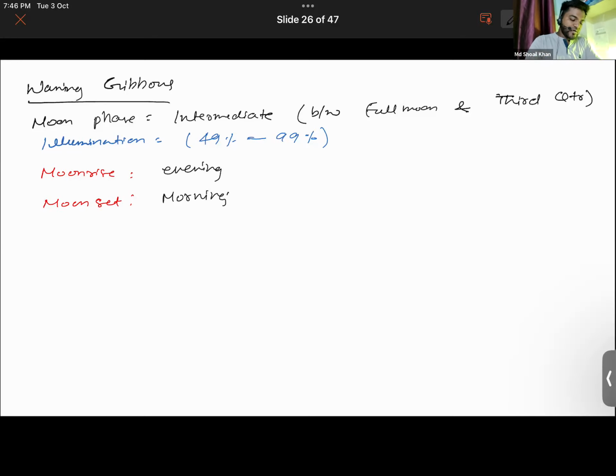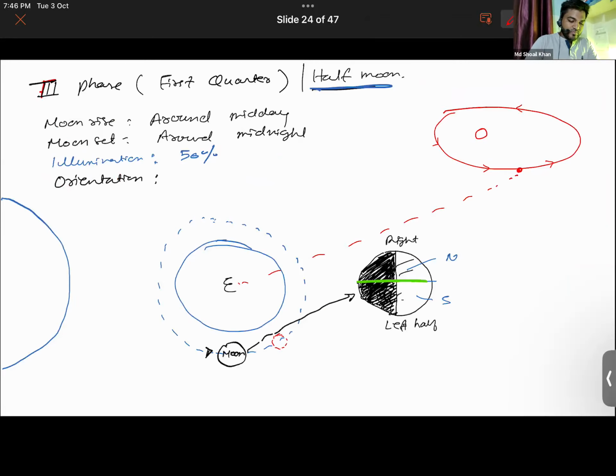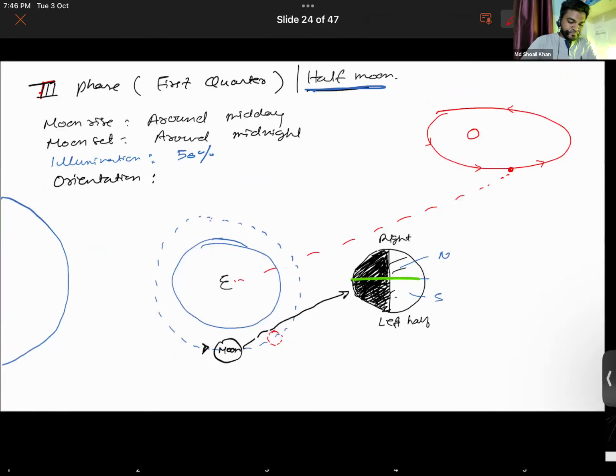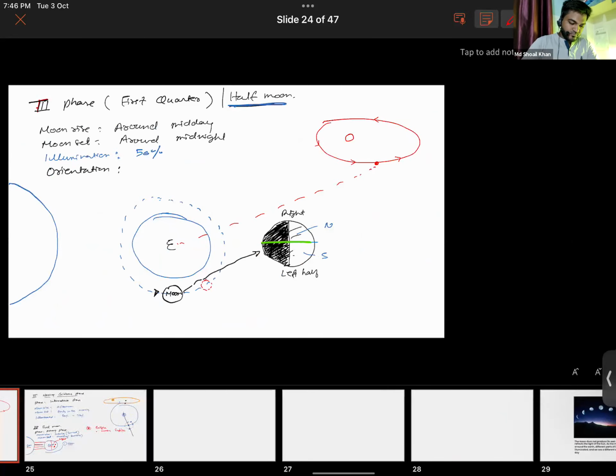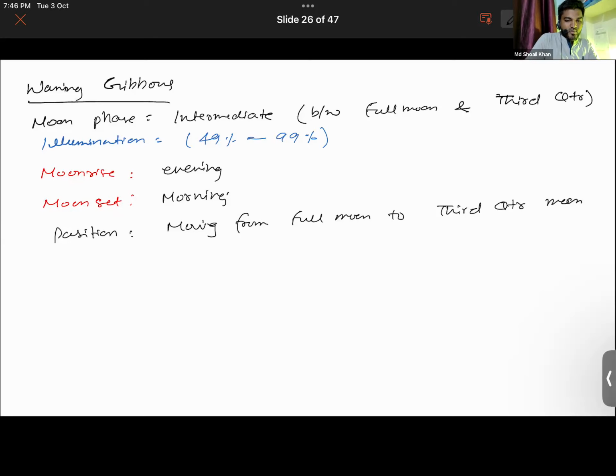Talking about its position in space, it is moving from the full moon towards the third quarter moon. This is moving from here to here. So the position in space is moving from full moon to third quarter moon. So that is all about waning gibbous.